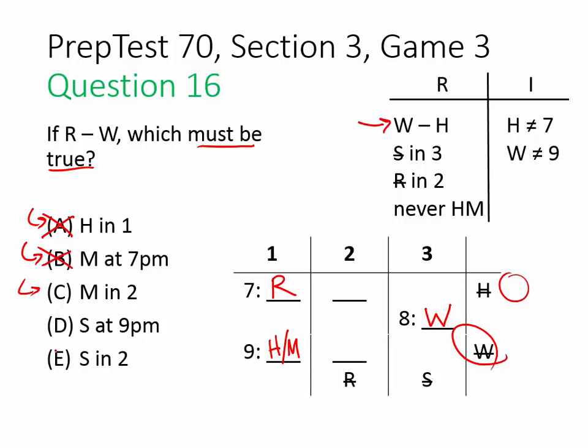M has to be in screen 2. Nope, we could put M in screen 1. S must be at 9 p.m. Nope, not at all. We could put S up here at 7 and H down here at 9. And S must be in screen 2. Absolutely, because screens 1 and screen 3 are already booked with other movies. S must be in screen 2, and this is the correct answer.